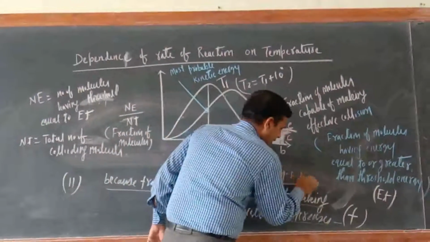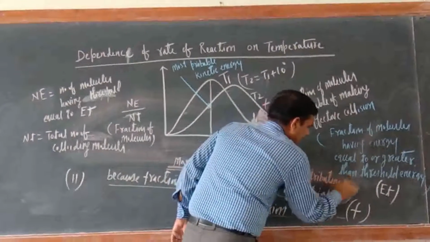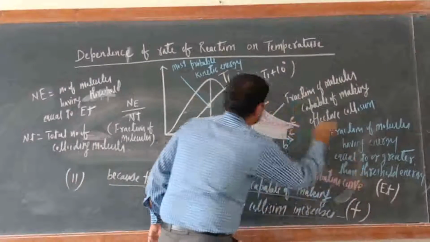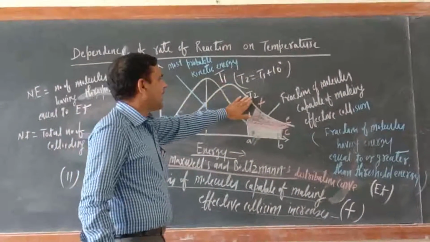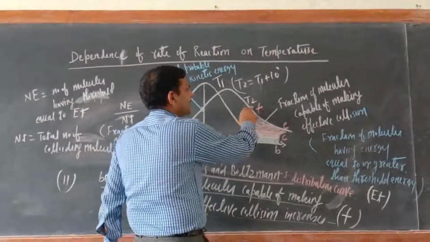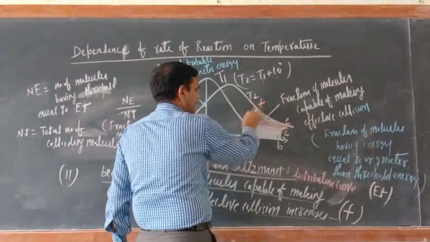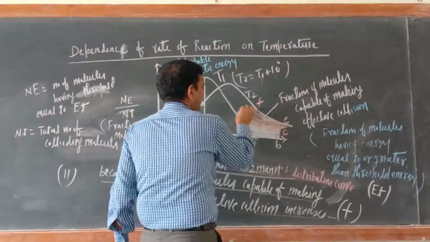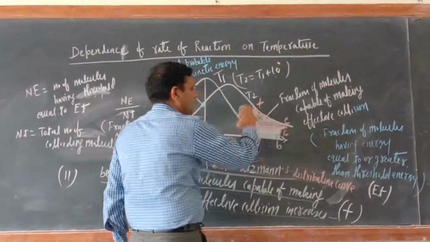Here you can write the distribution curve. Simple. Just see, this is the T1 temperature. This is at T2 temperature. So what is happening now? When you are increasing the temperature by 10 degrees, then what is there? The number of molecules now capable of making effective collisions. Earlier it was that much, now they are that much.